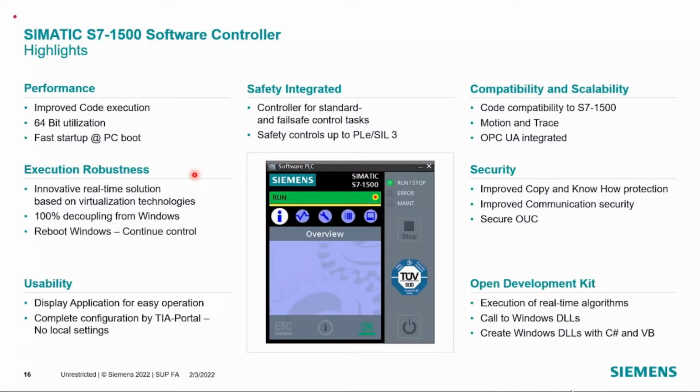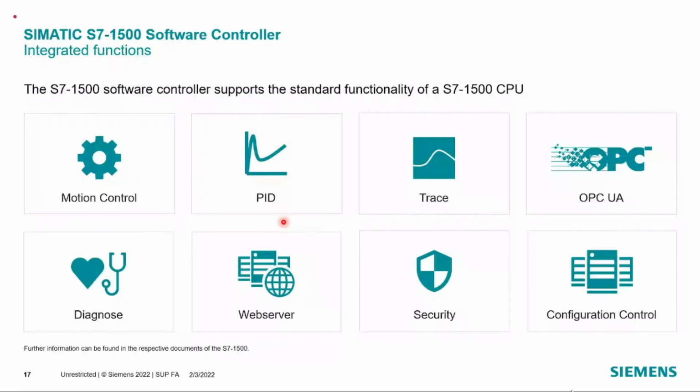This can be installed on the PC, that is, the IPCs, and on top of that, there is also the possibility to integrate higher-level IT applications by calling different DLL files. So there is also the possibility to integrate with IT systems, could be an ERP system or a SAP system, with different types of connectivity. I'm not going into detail again. Everything is similar to the 1500 PLC controller from a functionality point of view. It supports motion tasks, PID, technology, trace, OPC, diagnostics, web server, security, and configuration control. So there is no difference with respect to the standard 1500 controller.